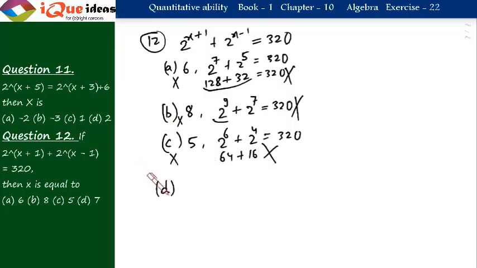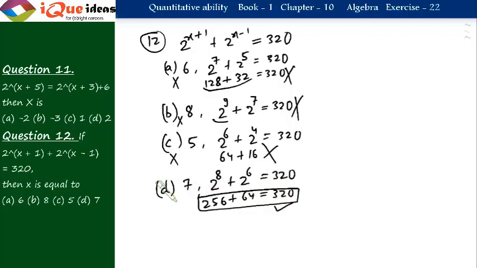But let's verify it. It is 7. So it is 2 raised to the power 8 plus 2 raised to the power 6. Is it equal to 320? Let's see. 2 raised to 8 is 256, plus 2 raised to 6 is 64. That is equal to 320. Yes, so this relation is correct. So the correct answer is 7.